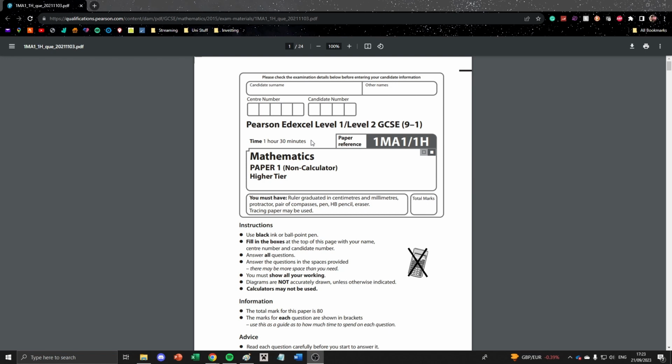It's important to realise, obviously, that my solution is not always going to be the only valid solution, and if you've used a different method and still got the correct answer, that's also fine.